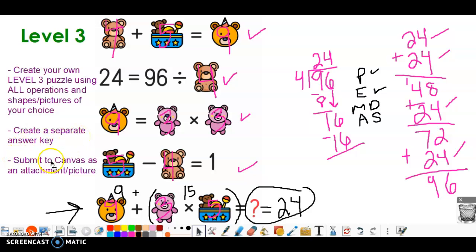And then you're going to submit it to Canvas either as an attachment because maybe you drew a picture and take a picture of it and upload it to me, or you can make it in like a PowerPoint or something if you're super creative like that. But that is your assignment. You are going to create your own level 3 puzzle. This is considered a level 3 puzzle using all operations just like this, okay?